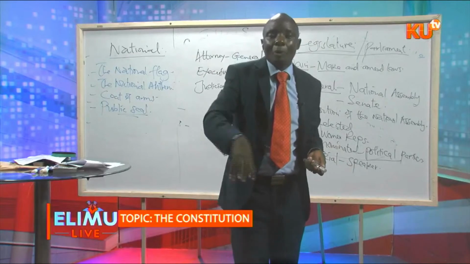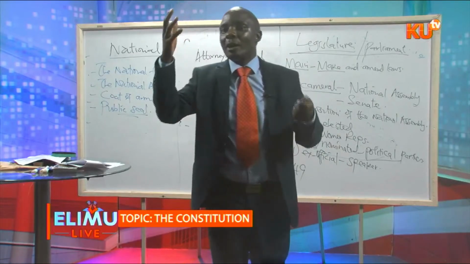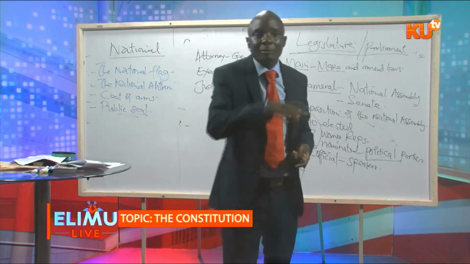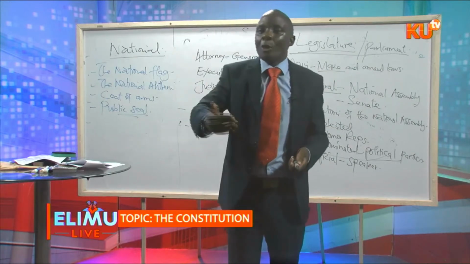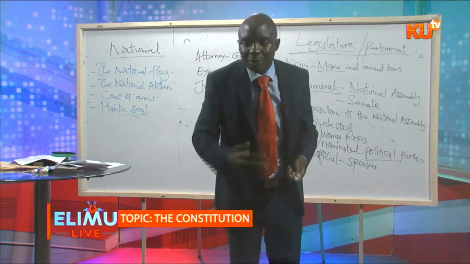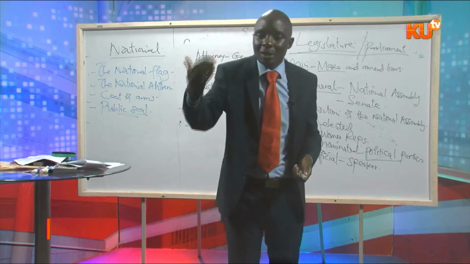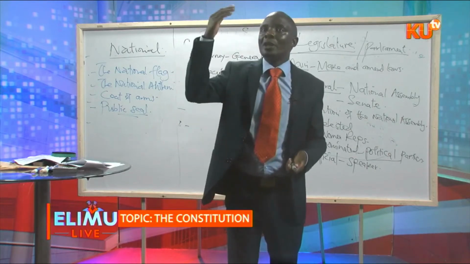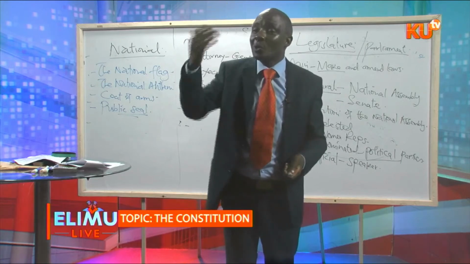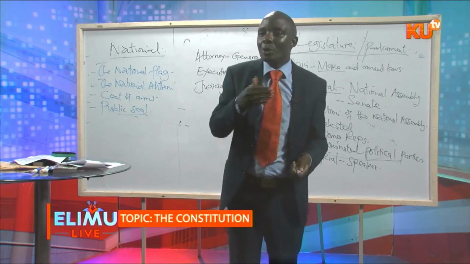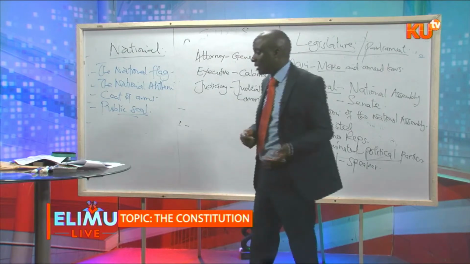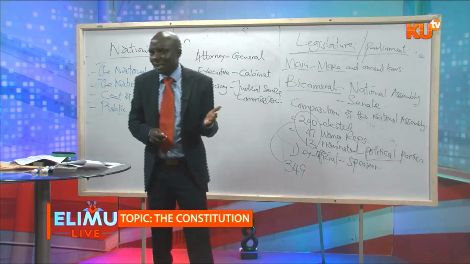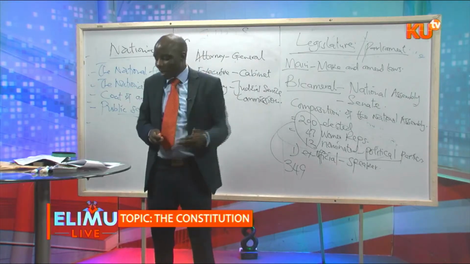After printing, we are going to establish the polling stations. Then we go to the elections. We go to the counting of votes. Then we go to the announcement of results, and then you can also go to court if you feel that there is some irregularity which has been done. So that's the process. Remember, there are some processes which cannot come before the others.